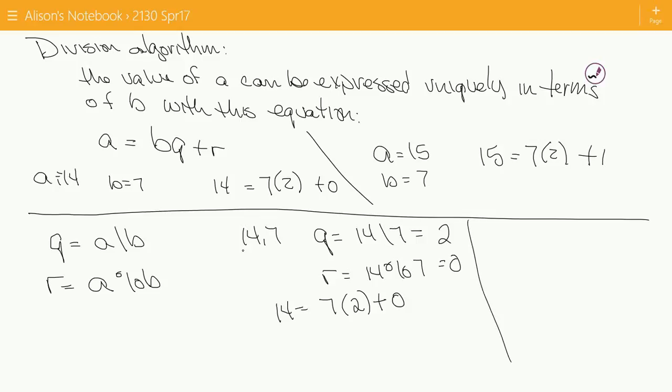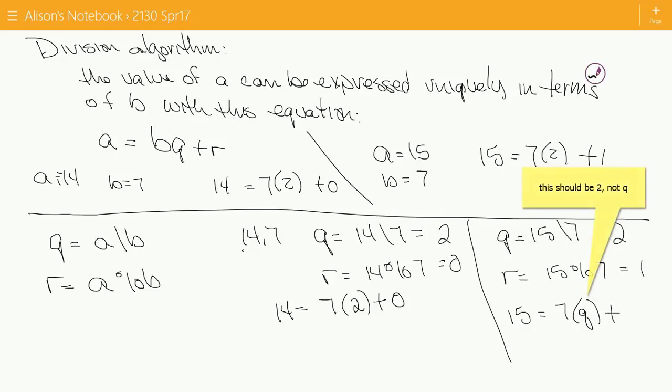On the other equation, when we had a equal 15 and b equals 7, we're going to say that the quotient is equal to 15 divided by 7, which is also 2, and that the remainder is going to be 15 mod 7, which is going to be a remainder of 1. So this will also give me 15 is equal to 7 times 2, plus a remainder of 1. This time my quotient is still 2, but now my remainder is 1.